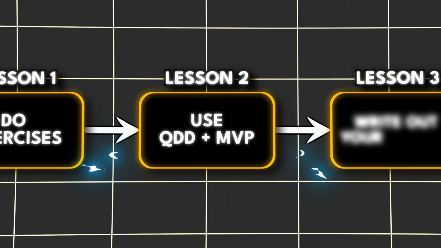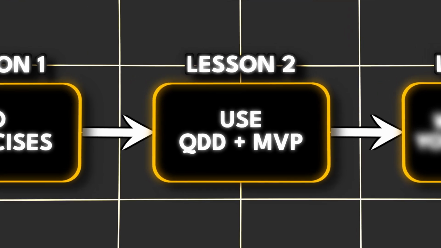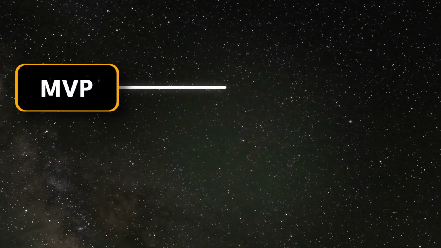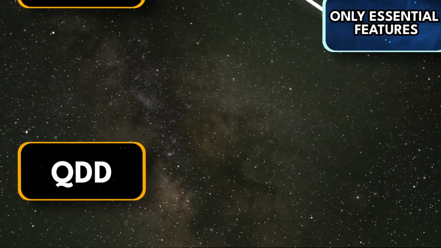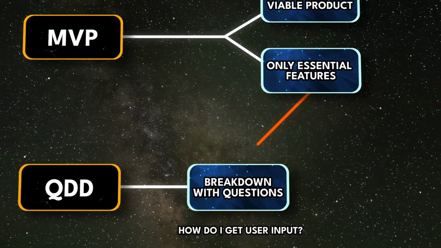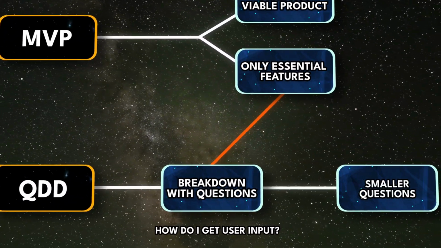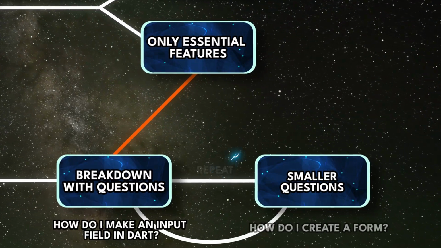This meant I could make an MVP for the quiz app I had in mind, which means designing the app with only focusing on the essential features. Then I would use the question-driven development concept to break these features down into questions until I had a list of small and concrete questions that actually felt doable.